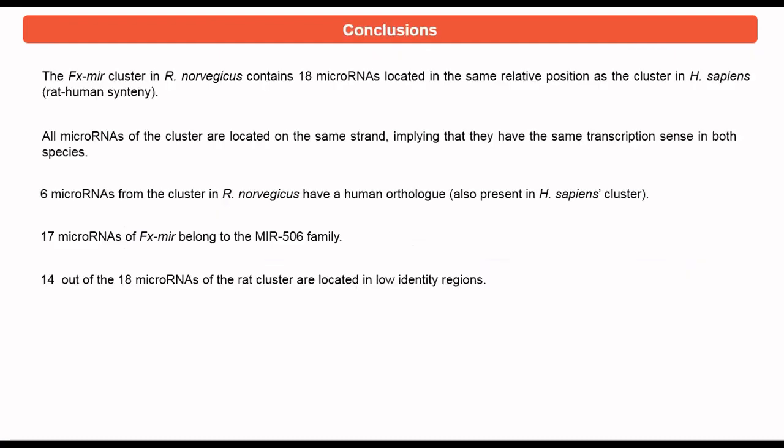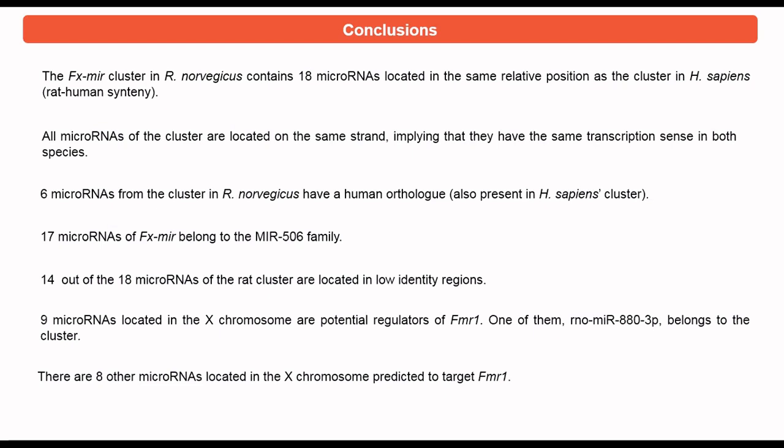In brief, we found that the cluster Fmr is evolutionarily and structurally conserved between Homo sapiens and Rattus norvegicus, most of the microRNAs belonging to the MIR506 family. Surprisingly, we also found a big divergence when it comes to nucleotide sequences. And regarding the target search, we can conclude that there is 1 microRNA in the rat's cluster, miR-883-b, that can potentially regulate Fmr1, although it has no orthologous microRNA in human. Thank you very much.